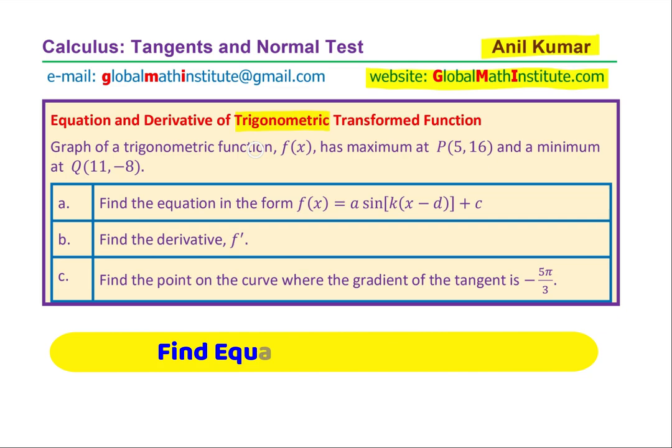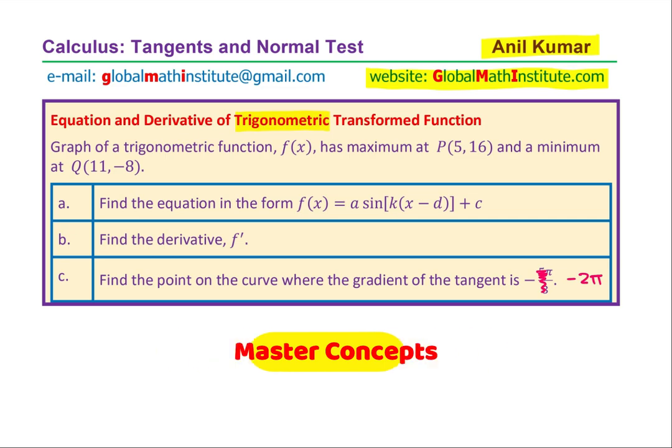graph of trigonometric function f of x has a maximum at P(5, 16) and a minimum at Q(11, -8). Find the equation in the form f of x equals a sine(kx - d) plus c. Find the derivative of this function and find the point on the curve where the gradient of the tangent is... I'm going to change this value to minus 2 pi. So that is the question for you. You can pause the video and answer the question.